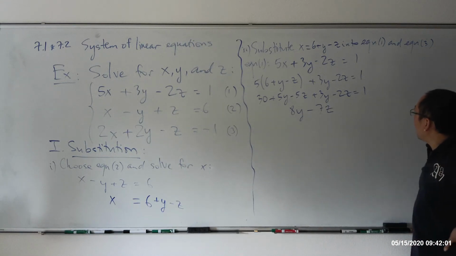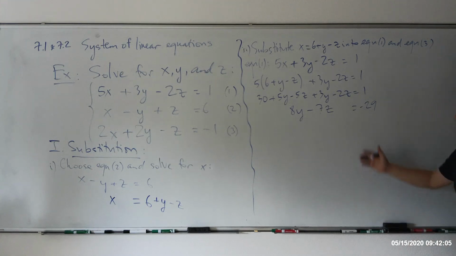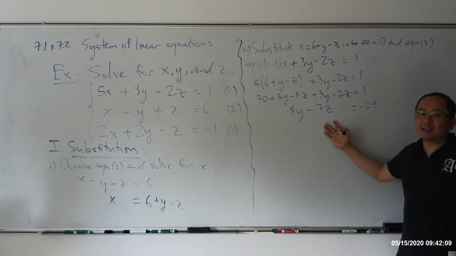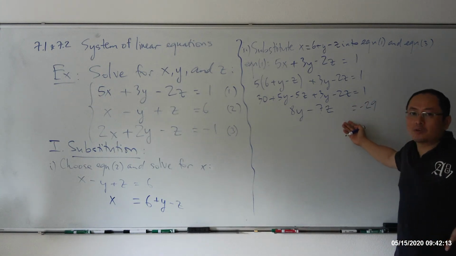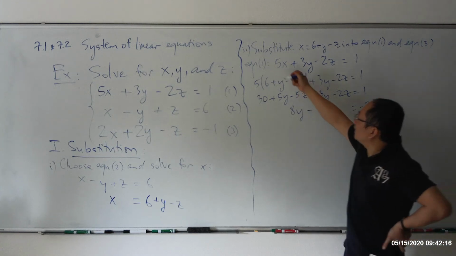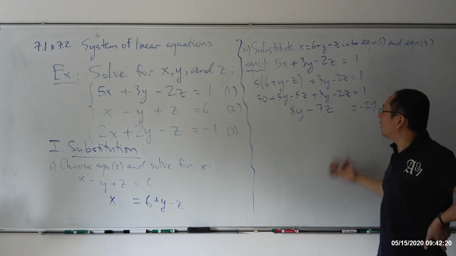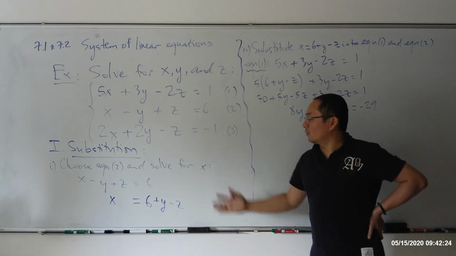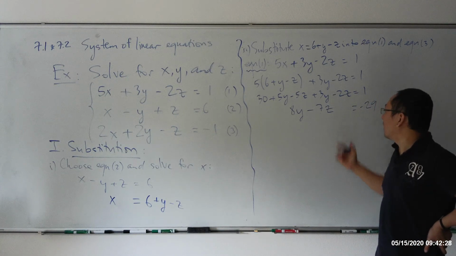And subtract 30 on both sides, equal to negative 29. You see what we have in here? A brand new equation without x in it. So we're down to 2 variables, y and z. And as you can guess, we're going to repeat the same step for equation 3. We're going to end up with another equation with just y and z in it. That's why we try to bring down from 3 linear equations to 2 with just 2 variables.